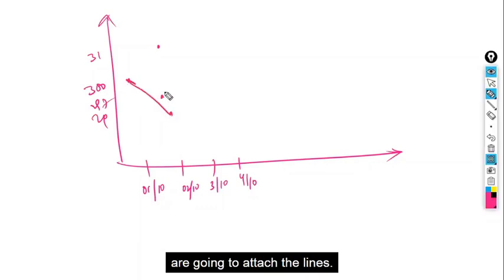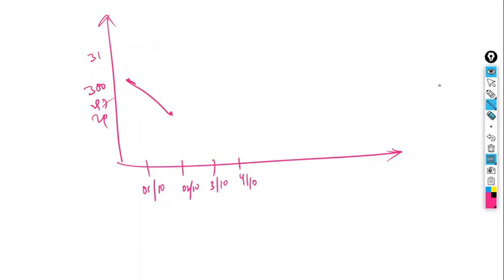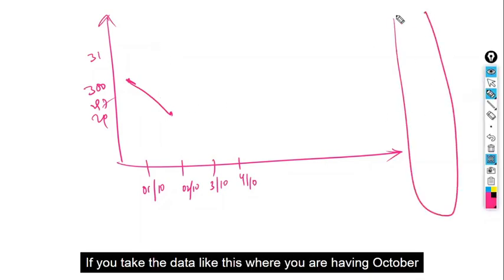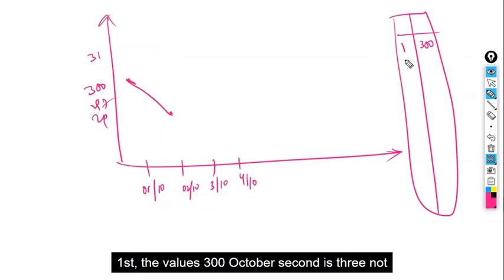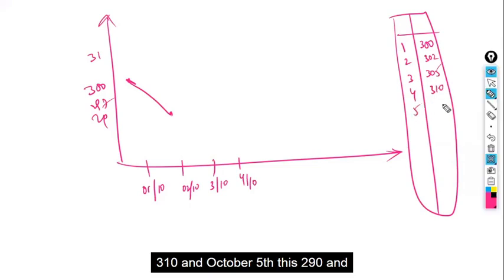Now you are going to attach the lines. For example, if you take the data like this: October 1st the value is 300, October 2nd is 302, October 3rd is 305, October 4th is 310, October 5th is 290, and October 6th is 295. Something like this you are having.